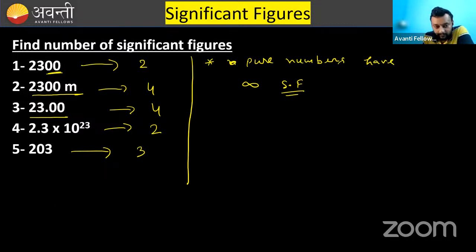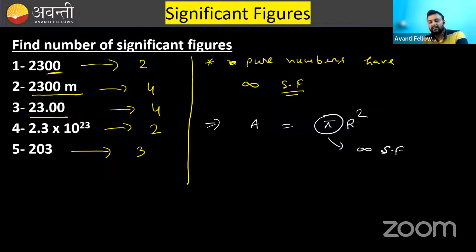For example, if I say that the area of the circle is pi r square, this pi is a pure number and it has infinite significant figures. And you know the value of pi, that is 3.14. There are a lot of digits there. So it has infinite significant figures, but we will choose the number of significant figures in the pi as per the radius.